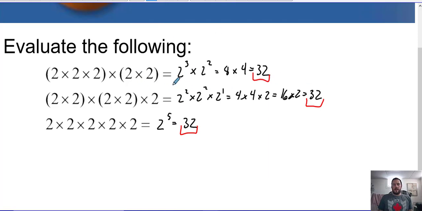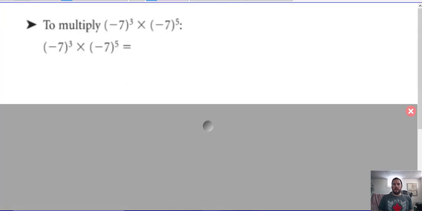But notice that sometimes those 2's can be split up into groups in different ways. For example, in the first one we had 3 2's and 2 2's, in the second one we had 2 and 2 and 1, and in the third one there were all 5 of them. So if we were to work backwards now, how could I take something like 2 to the 3 times 2 to the 2 and use this information to work my way backwards? Well, that's our first rule.